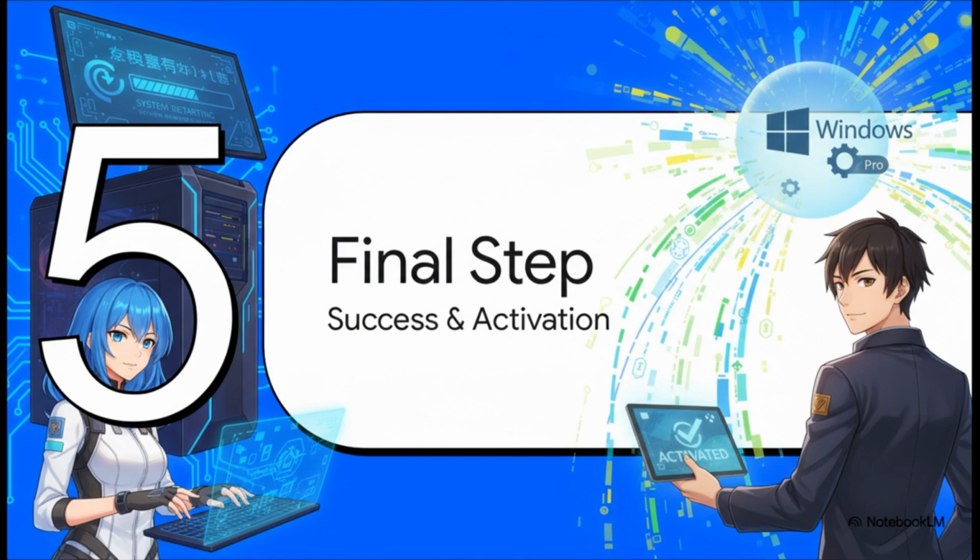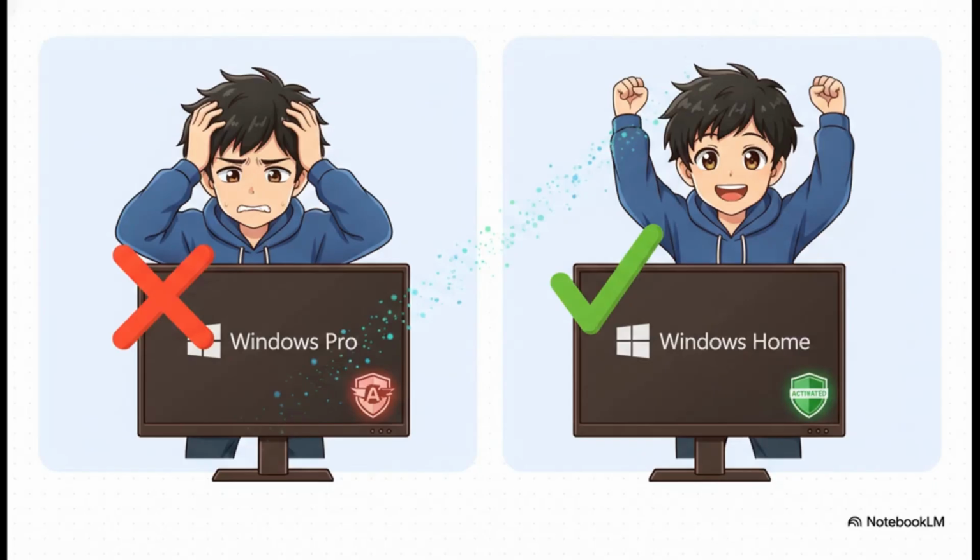When it's all finished, you'll log back in and your system will have been totally transformed. And here is the beautiful result. If you go check your system properties again, you'll see the payoff. Where it used to say Windows 11 Pro not activated, it now correctly says Windows 11 Home. The version finally matches your license.